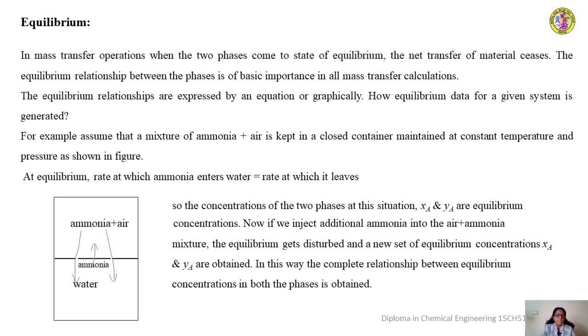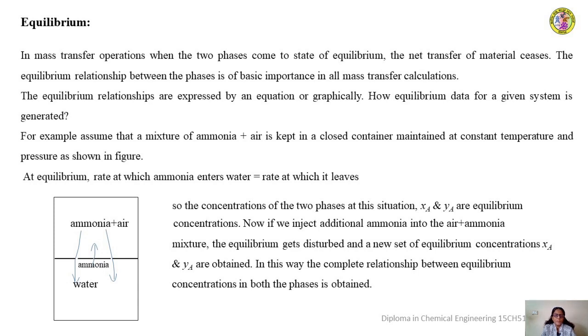So you all know what is the state of equilibrium. At equilibrium, the concentration within the two phases will be uniform. That uniformity is achieved by the process of diffusion within each phase, and at the same time the chemical potential of the diffusing component will be equal in both the phases. When that state is reached, the transfer of component between the two phases stops.